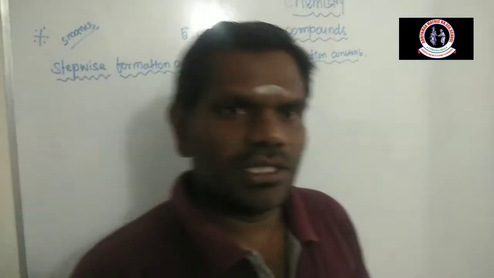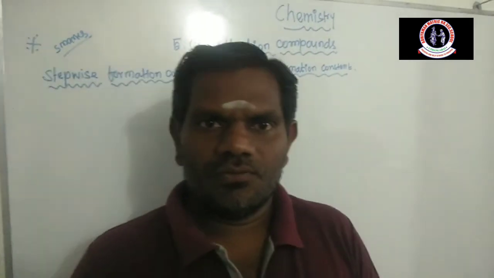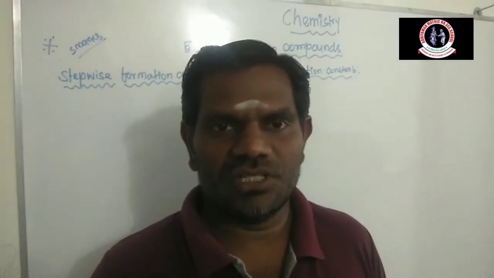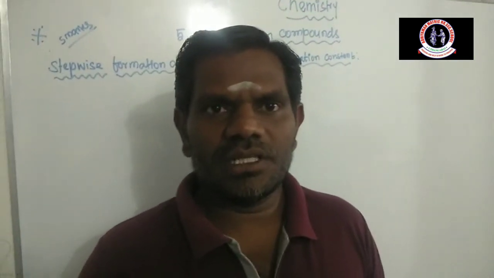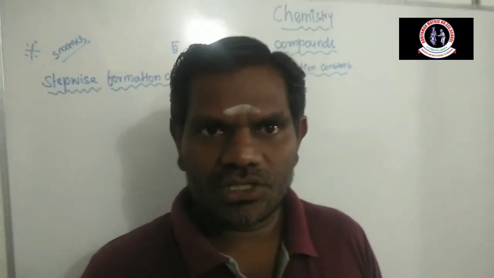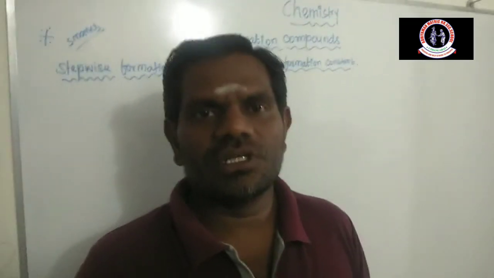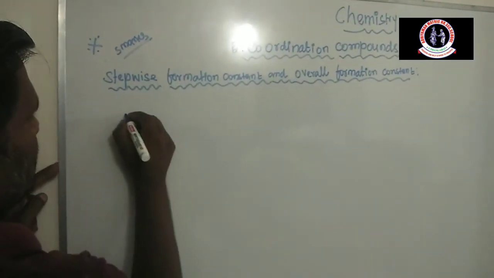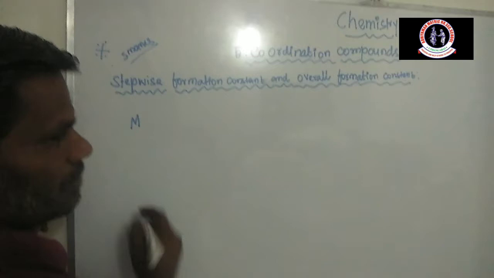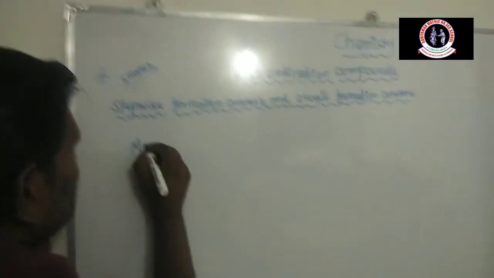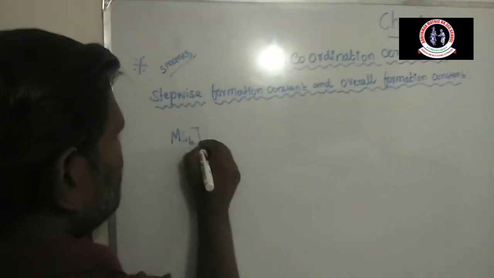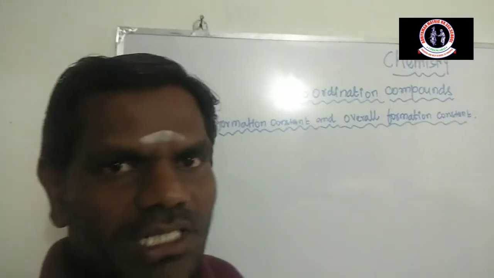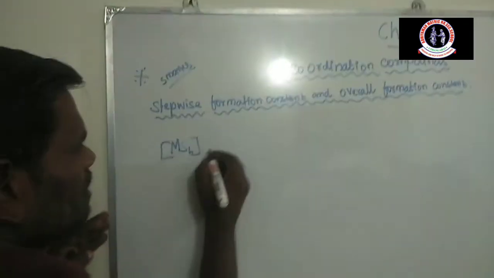Now we already know that the overall formation constant and the stepwise formation constant is nothing but the stability constant beta. Beta is nothing but the ratio between the concentration of the product and the concentration of the reactant. Assume first of all the metal ion present in water, MS6, that is the metal ion present in water molecules. Water acts as a solvent here.